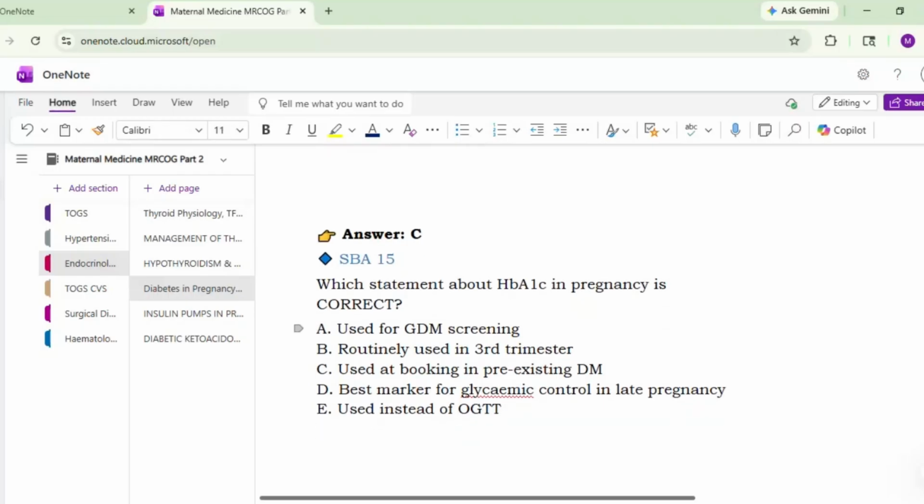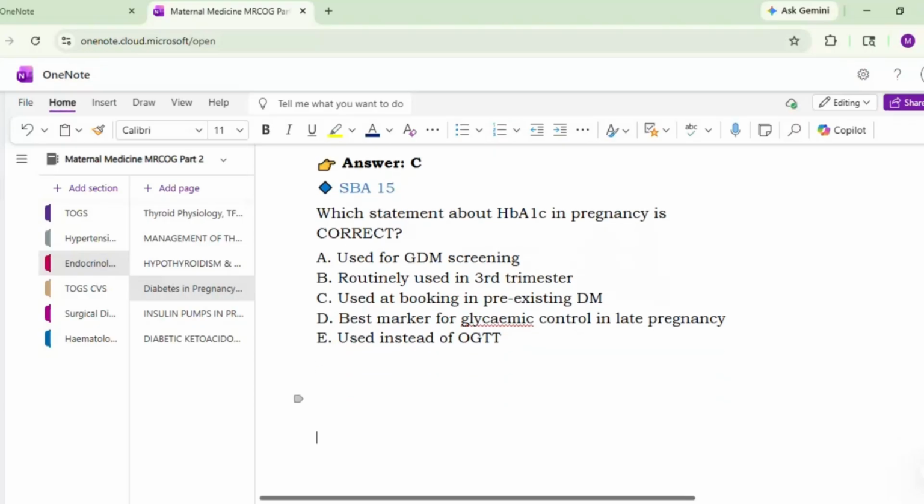Which statement about HbA1c in pregnancy is correct? A. It is used for GDM screening. B. Routinely used in third trimester. C. Used at booking in pre-existing diabetes mellitus. D. Best marker for glycemic control in late pregnancy. E. Used instead of OGTT. It is C, used at booking in pre-existing diabetes mellitus, for risk stratification only.